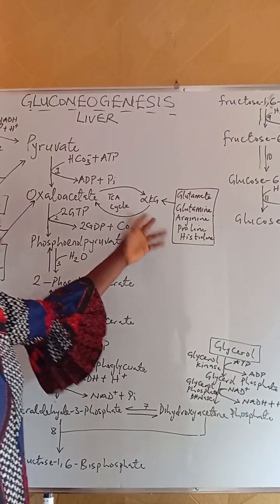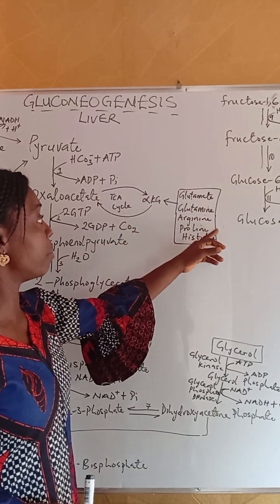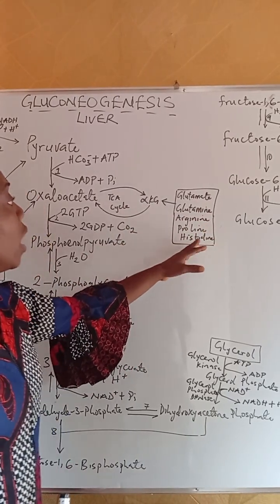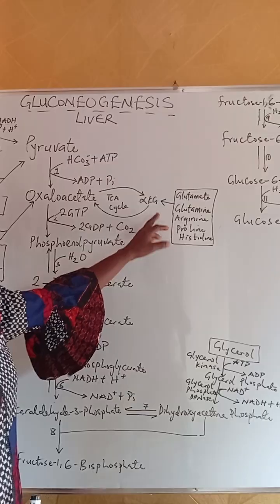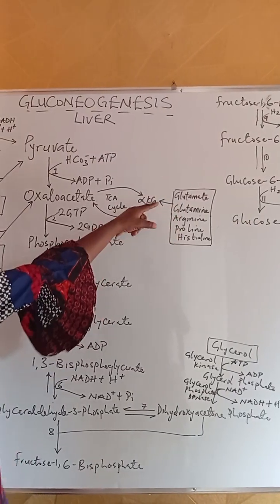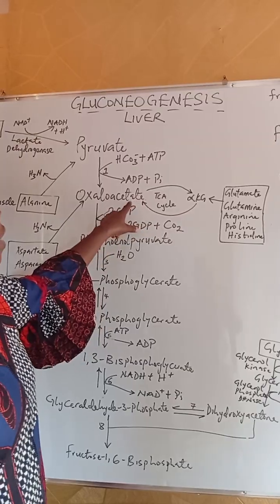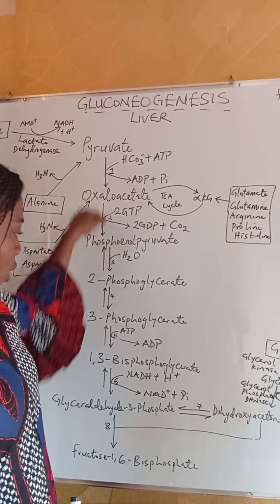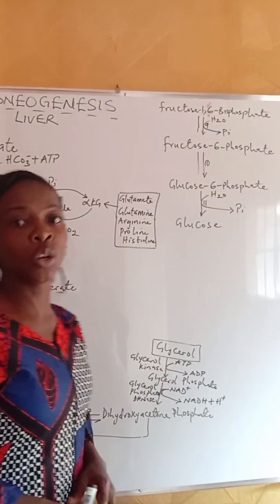Other amino acids like glutamine, glutamate, arginine, proline, histidine are all acted upon to give alpha ketoglutarate, which enters the TCA cycle until it gets to oxaloacetate and joins this pathway to give us glucose.